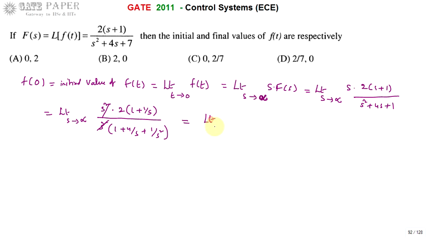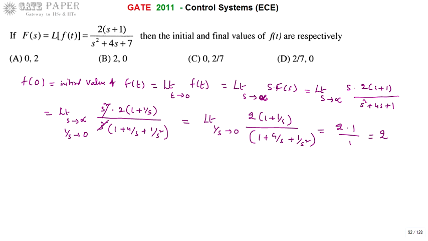We can write the limit as s tends to infinity as 1/s tends to 0. So we apply that to the expression 2(1+1/s) divided by (1+4/s+1/s^2). 1/s is taken as 0, so these terms become 0, and you will get 2 into 1 by 1, which is nothing but 2. So the initial value of f(t) is 2 from the given expression.